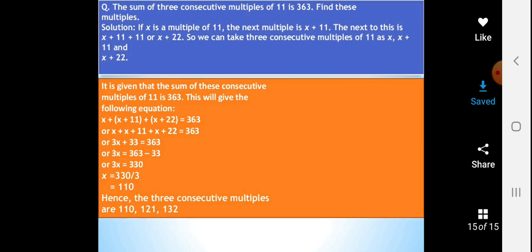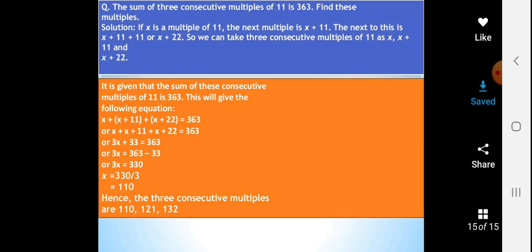I have 3x on the left hand side. So 3x plus 11 plus 22 results into 33 is equals to 363. So 3x is equals to 363 minus 33. That becomes 3x is equals to 330. So x is equals to 330 divided by 3. So x is equals to 110.